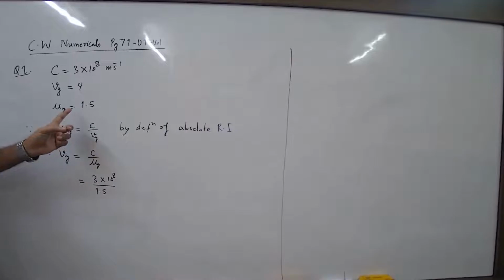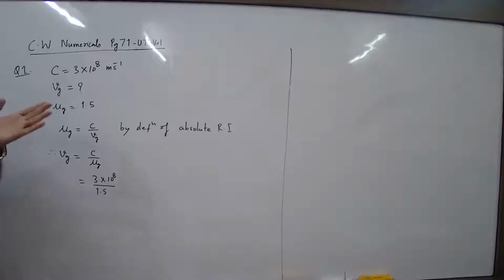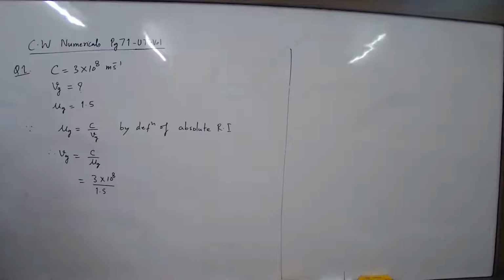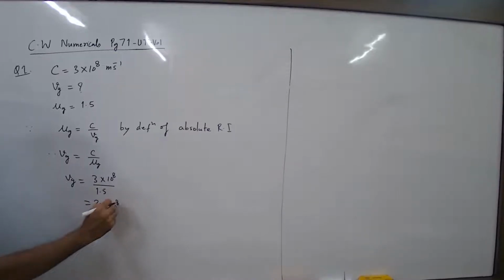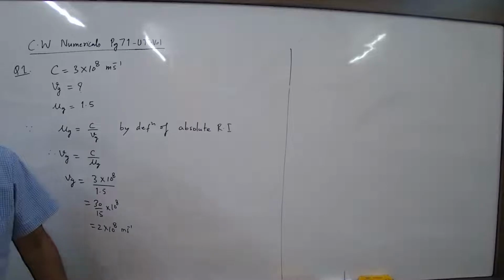So this is what I used. The refractive index of glass is 1.5 in the previous diagram. Remember? You have to remember this well. For water, it is 1.3. So you will solve so many numericals. So these things will be automatically memorized by you. Okay. Provided you solve so many numericals, right? So what this will be? So this is 30 by 15 into 10 raised to 8, which is 2 into 10 raised to 8 meters per second. Easy.